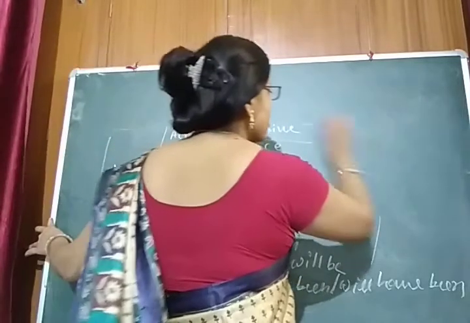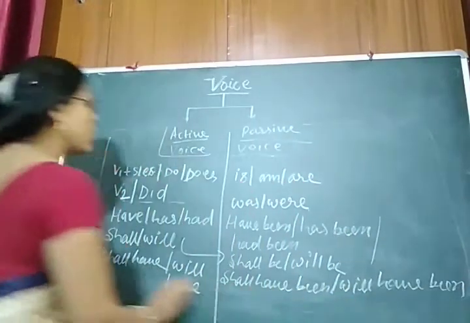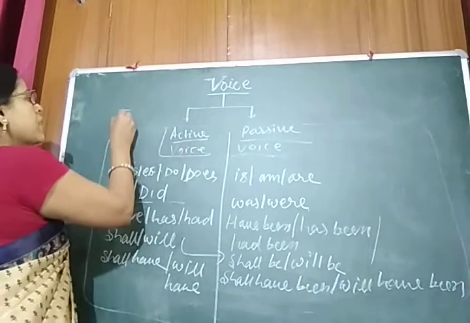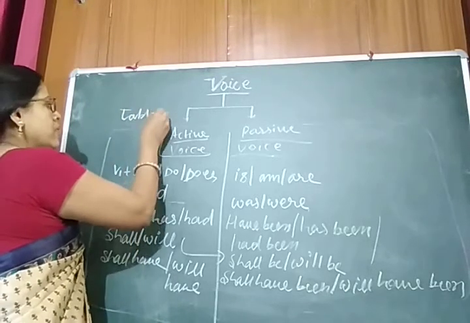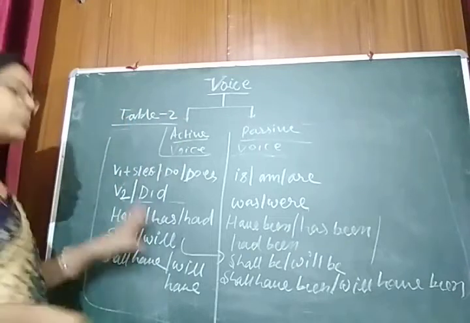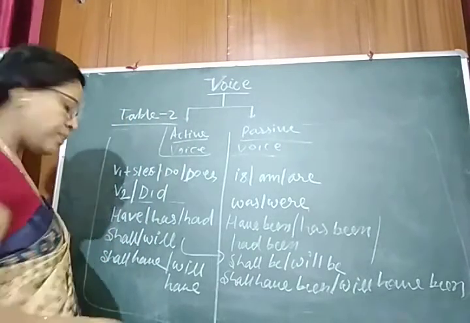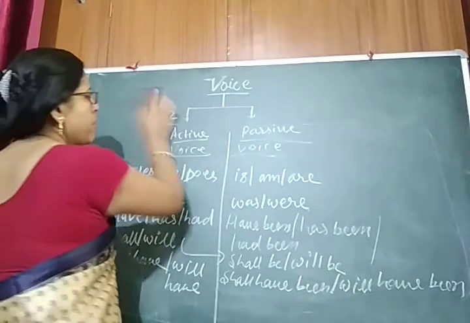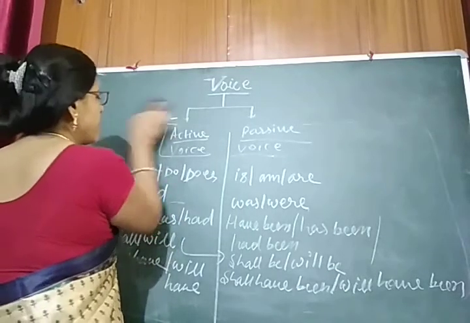In order to understand the voice, you have to learn three tables in total. And this is what? Table number 2. The first I already gave you. This is table number 2. Please make it. And then come to table number 3.